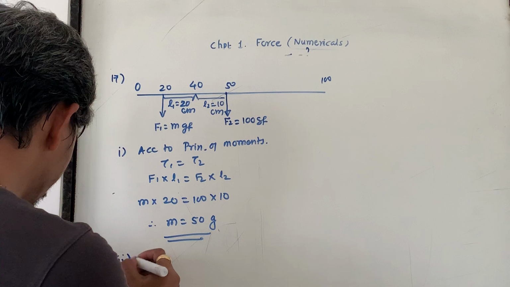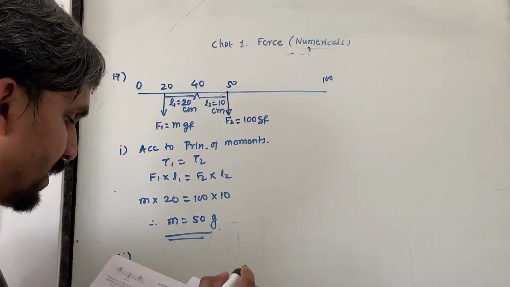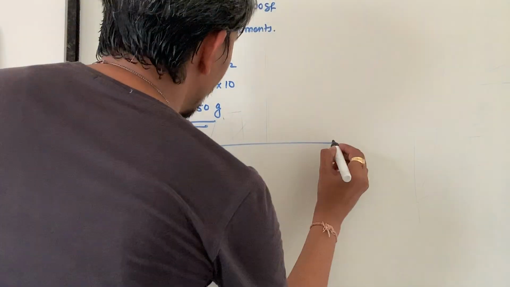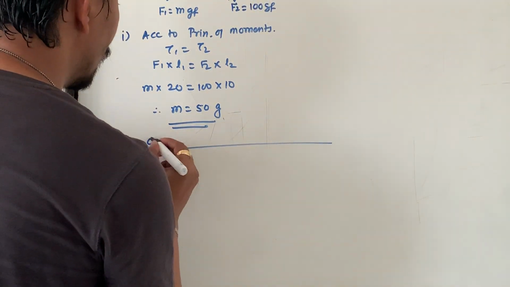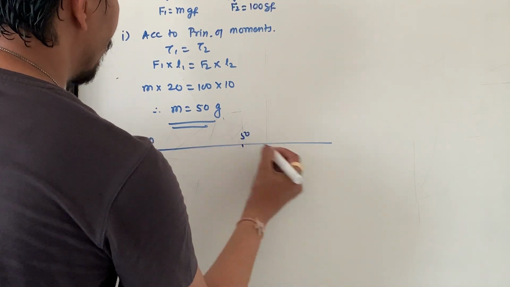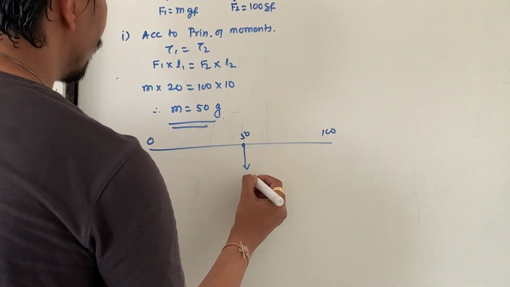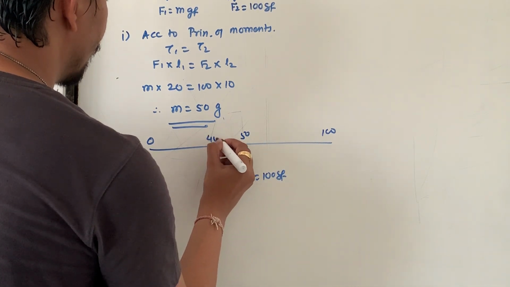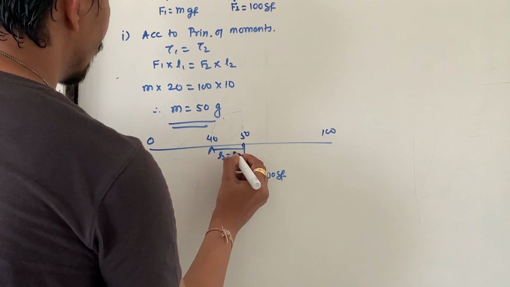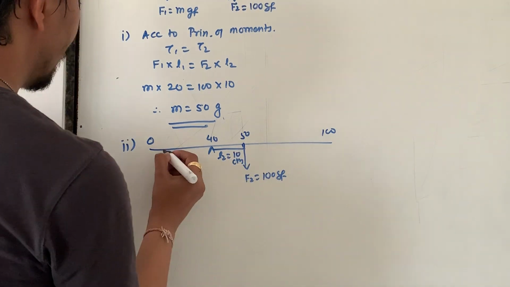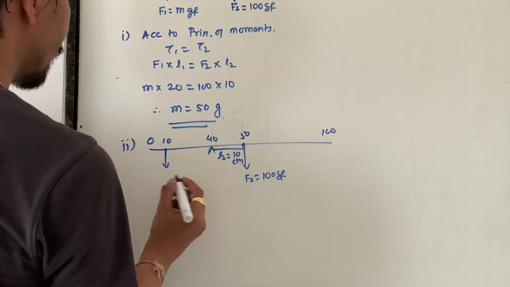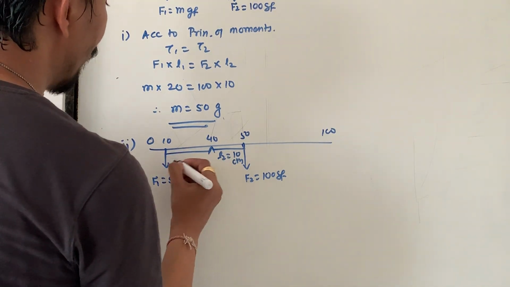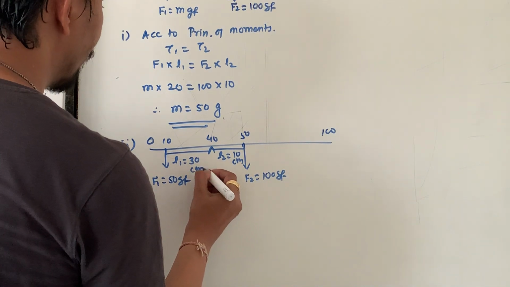Next question, next part of this. To which side will the rule tilt if mass m is now moved to the 10 centimeter mark? So you have to draw a new diagram. This is 0 mark, this is 50 mark, and this is 100. This is your F2, which is 100 gf. This is the 40 fulcrum. This is your L2, which is 10 centimeter. Now this is my 10 centimeter mark where F1, 50 gf, is attached. Now the new L1 will be 30 centimeter, right?